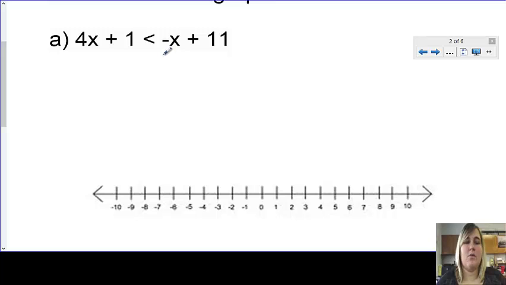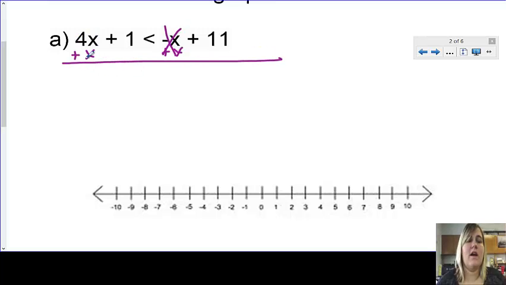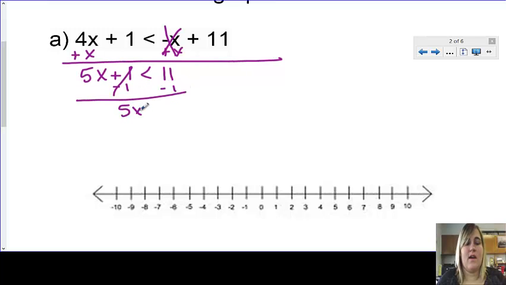So I see that this is my inequality and I have x on both sides, so I want to bring this x over here. So I'm going to add x to both sides so that this will cancel. 4x plus x gives me 5x plus 1 is less than 11. Now I want to get x by itself, so I'm going to subtract 1 from both sides. I get 5x is less than 10, divide by 5. So x is less than 2.